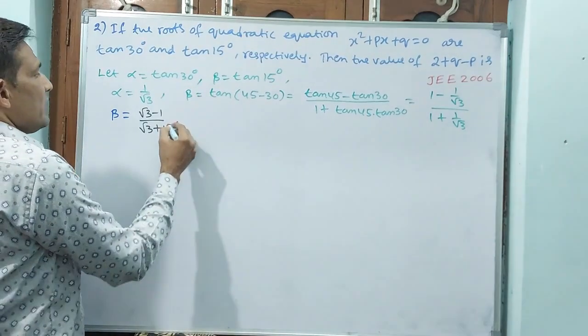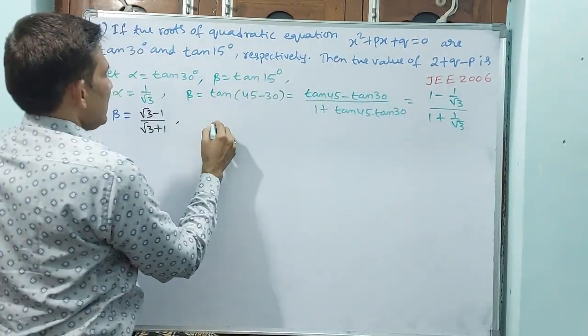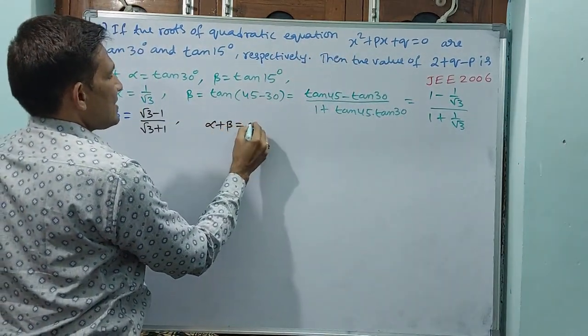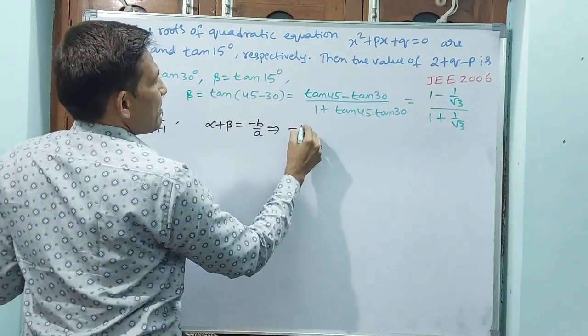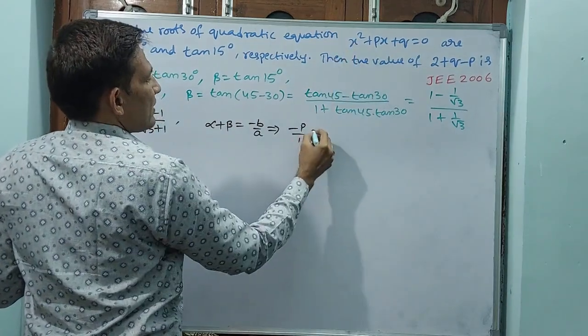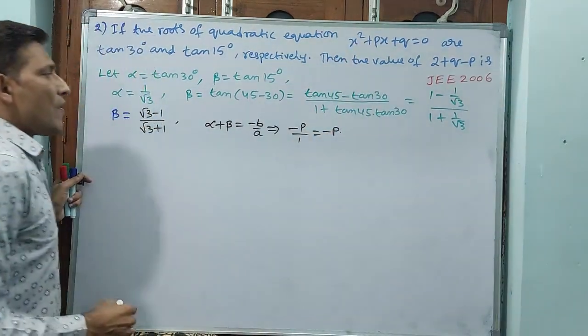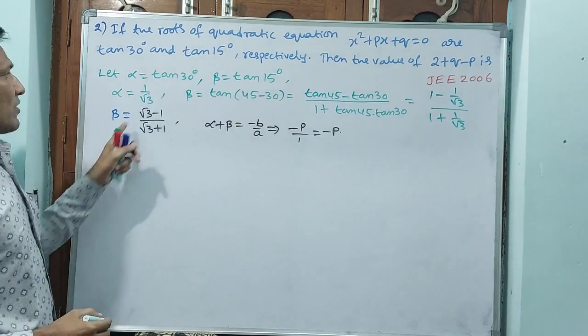You see, this is the equation. Then alpha plus beta is equal to minus b by a. That implies here, what is minus b? Minus p by a means what? 1. That is equal to minus p. Alpha plus beta, but alpha plus beta you are having both.